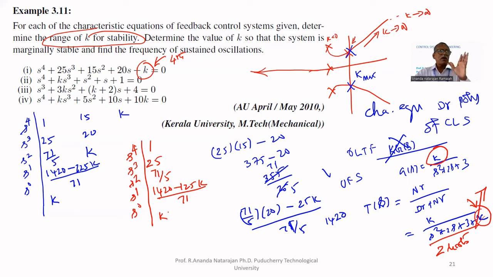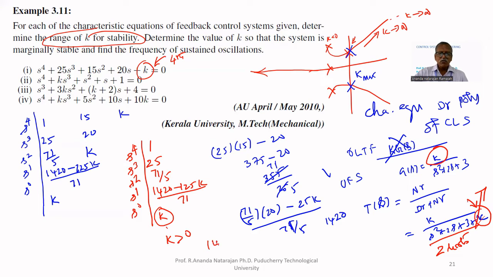These are all must be positive for a stable system. If all these elements are positive, what is the first condition? K must be greater than 0. First condition, from s power 0th row, we can say that k must be greater than 0.